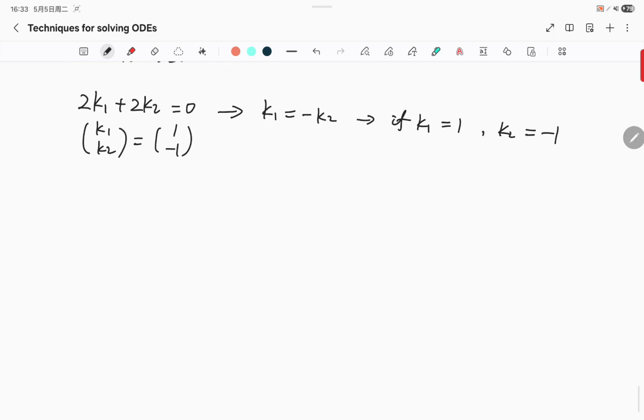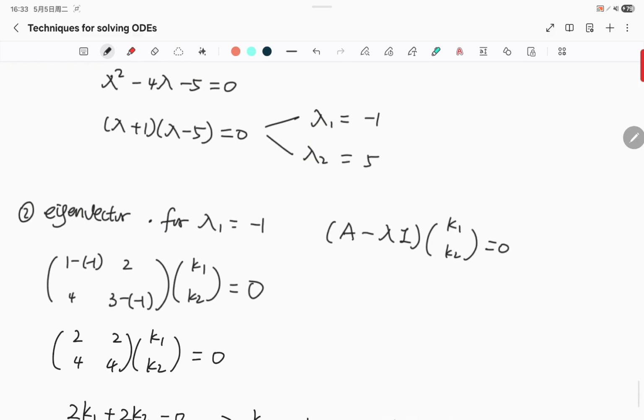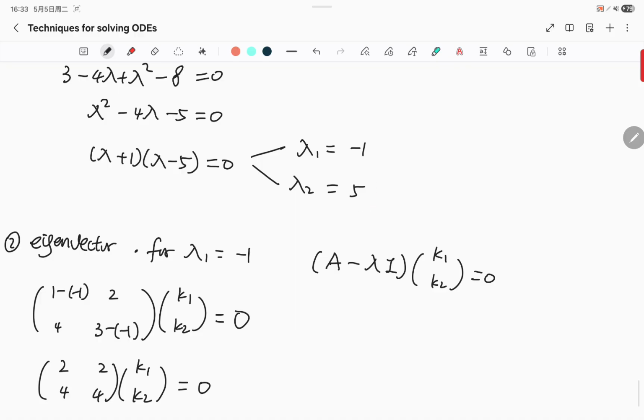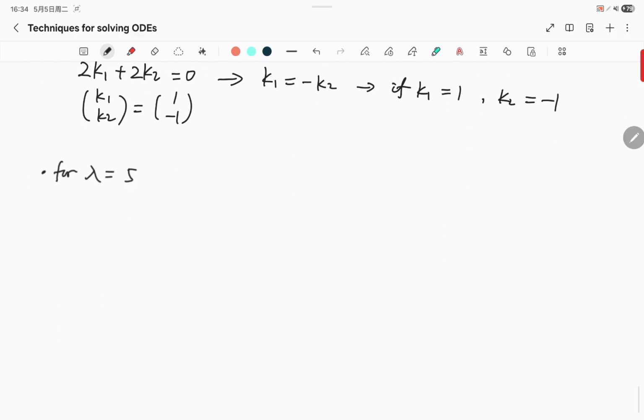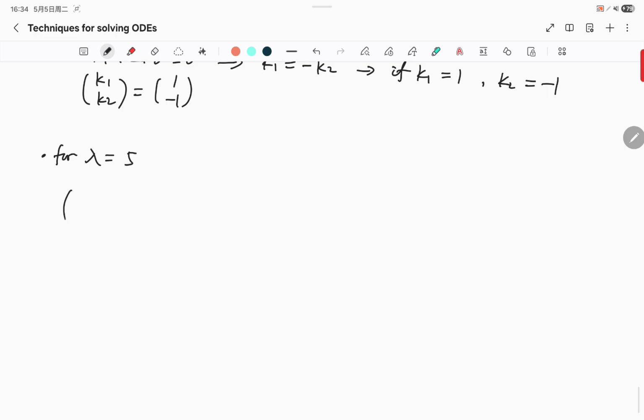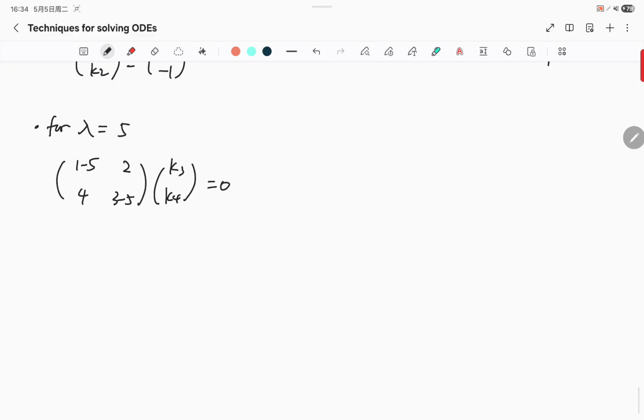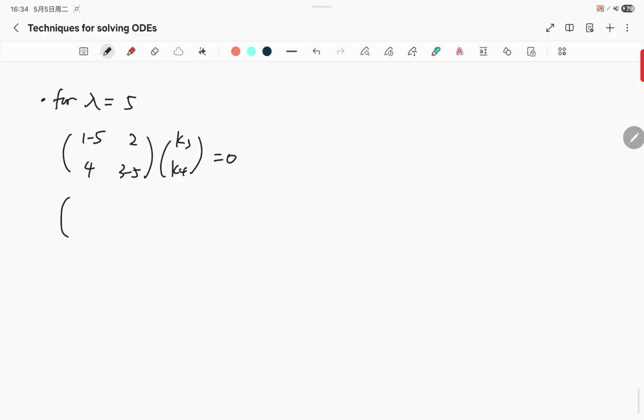Now we can do lambda 2 equal to 5. That's the other eigenvalue we just found. For lambda equals 5, we have 1 minus 5, 2, 4, 3 minus 5, times k3, k4 equal to 0. This is like minus 4, 2, 4, minus 2.